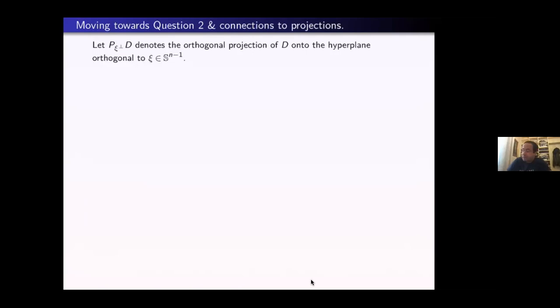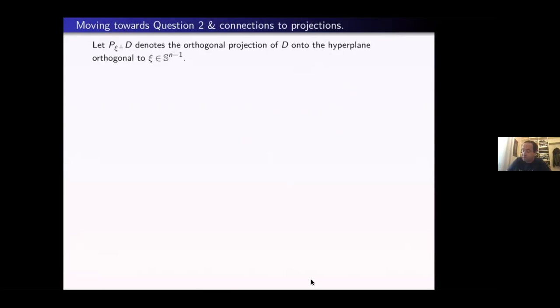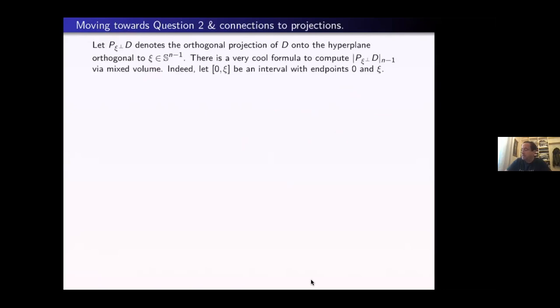So let me denote by projection on Xi perp of D an orthogonal projection of a convex body D to a hyperplane. So here is the hyperplane, Xi perp, and here just Xi, this is a picture, to a hyperplane with a normal vector Xi. So this is a notation. Then it turns out, again, mixed volumes can be used to produce a formula. There is also a Cauchy formula, but I prefer to use a mixed volume to produce a formula of the volume of orthogonal projections. How do you do it?